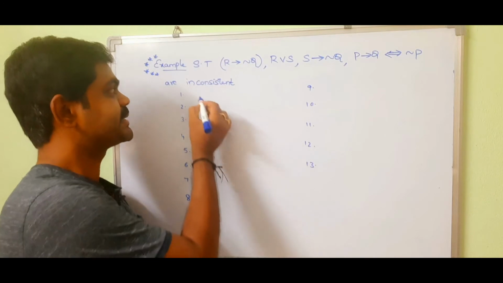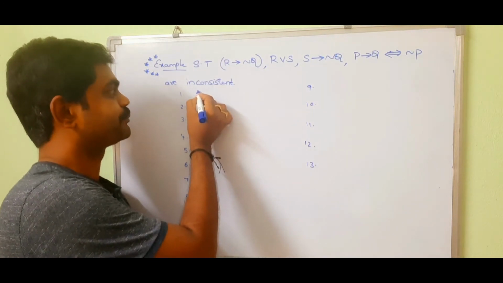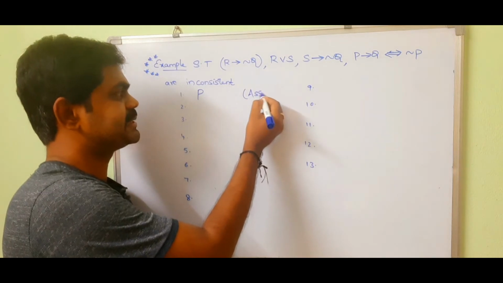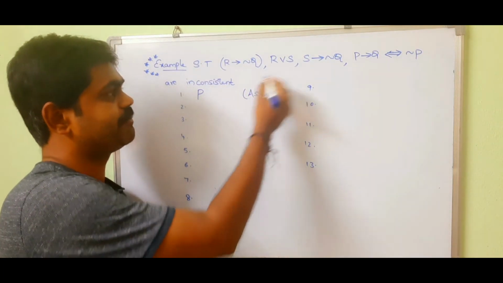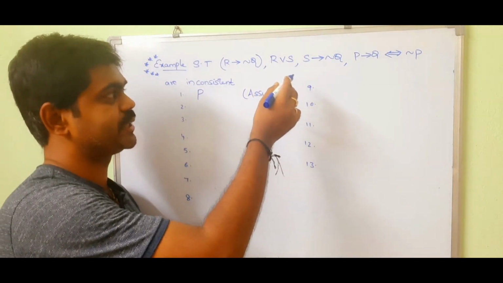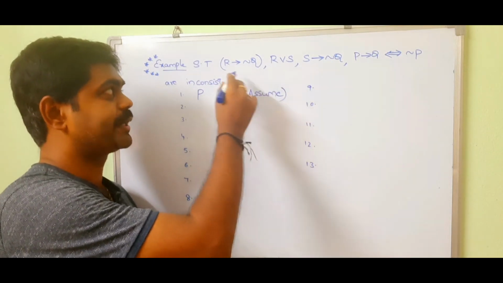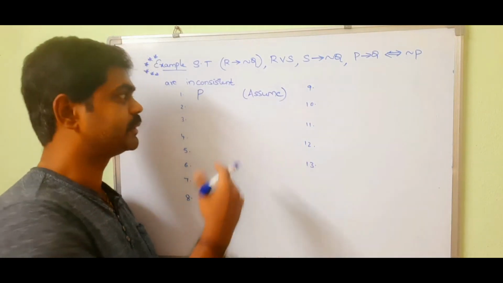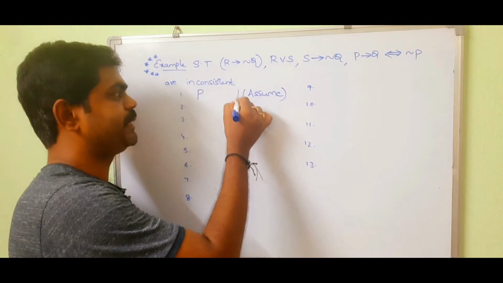Okay, so first let's take P. So let us assume, so we don't have P, right? So we have negation P, we have P implies Q, we have S implies negation Q, R or S, R implies negation Q, so we don't have that, right? So let us assume this is rule P.